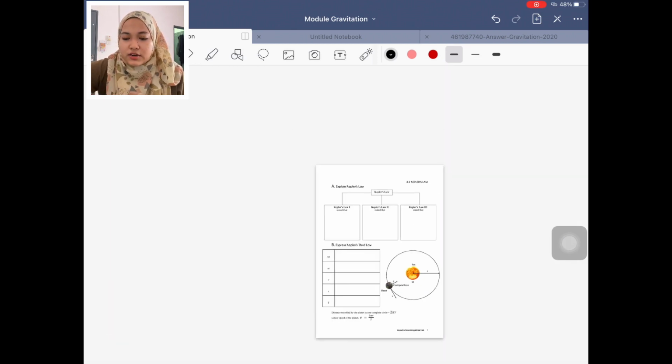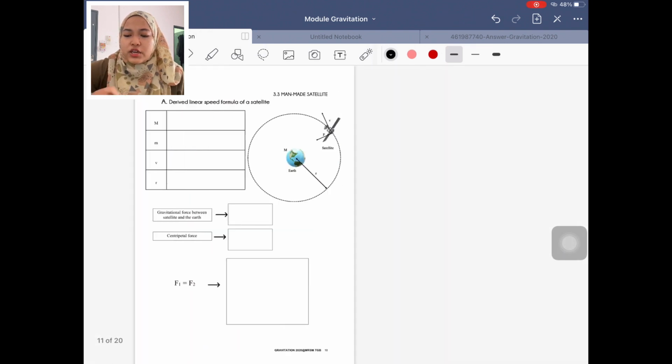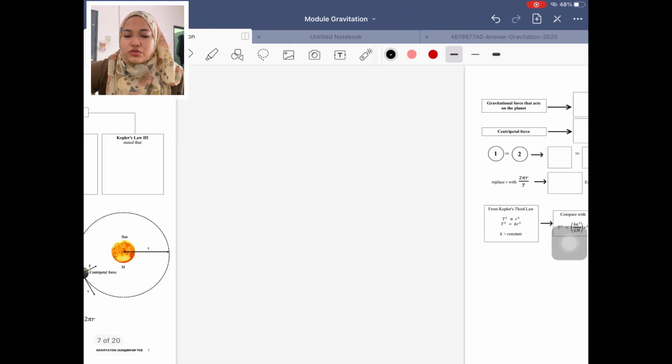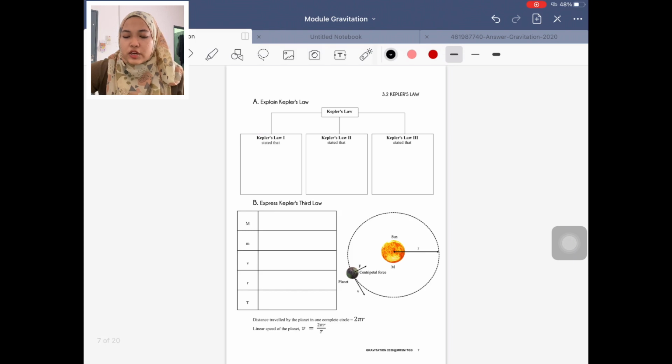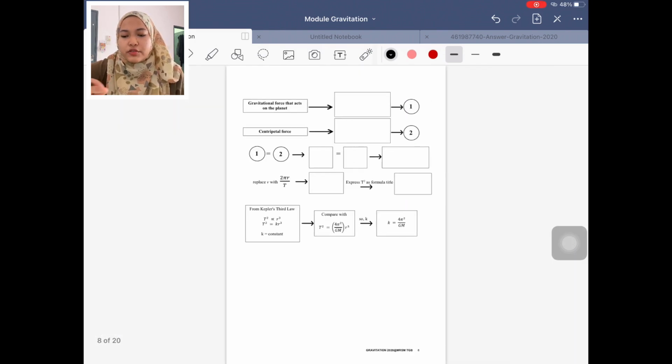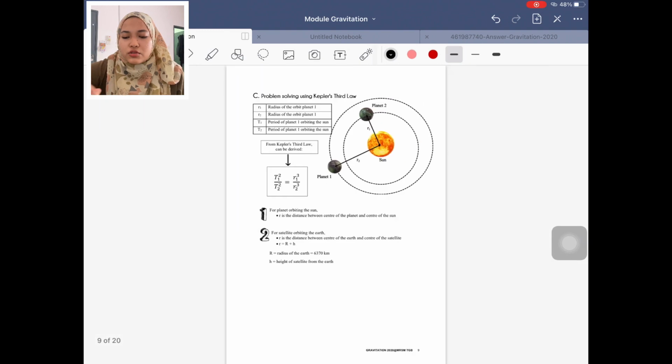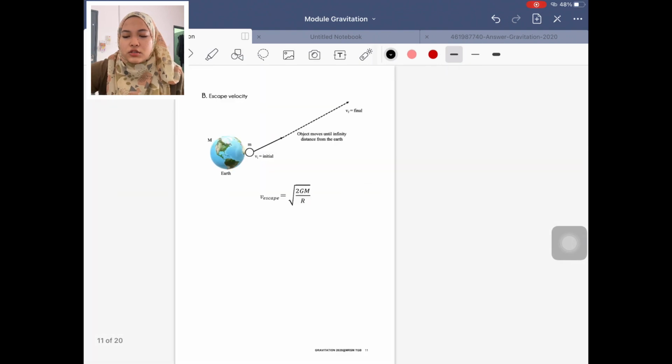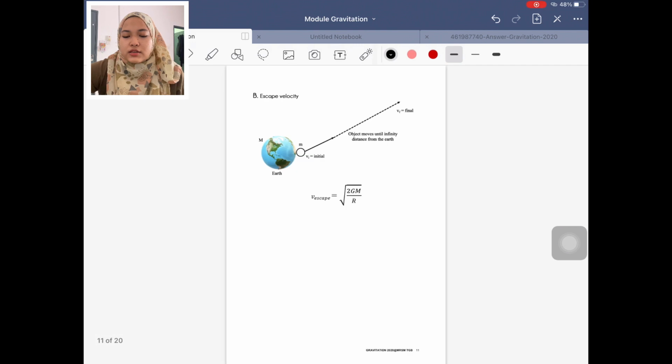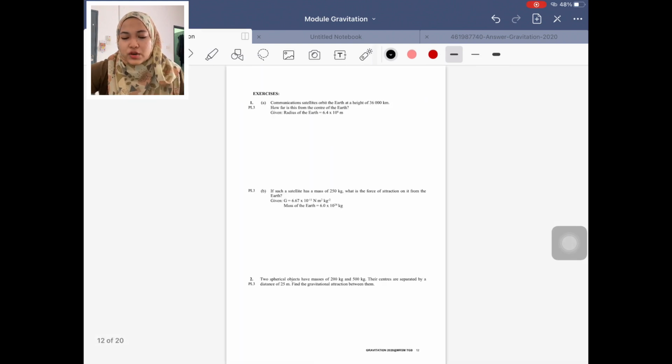Alright, so now we will continue. The Kepler's law, you can also do some revision about it, and also man-made satellite, and also the escape velocity. We already learned about this last year. So I hope you can do some revision. If you have any question, you can ask me. I'm always available through WhatsApp.